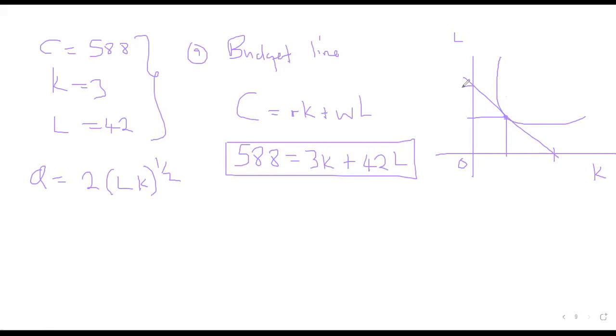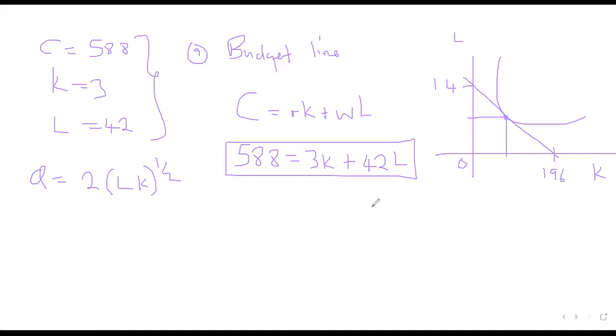To know where to cut the L axis, we divide 42 into 588, and 3 into 588 tells us where to cut the K axis. So let's start with L, 588 divided by 42. You cut at what? 14. Here. Then 3 into 588, you cut at 196. Here. This is how you plot a linear equation.